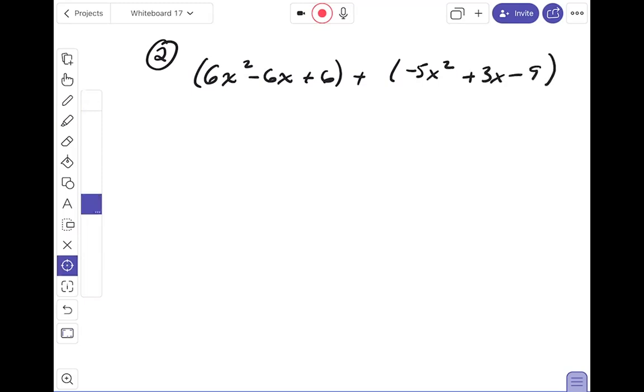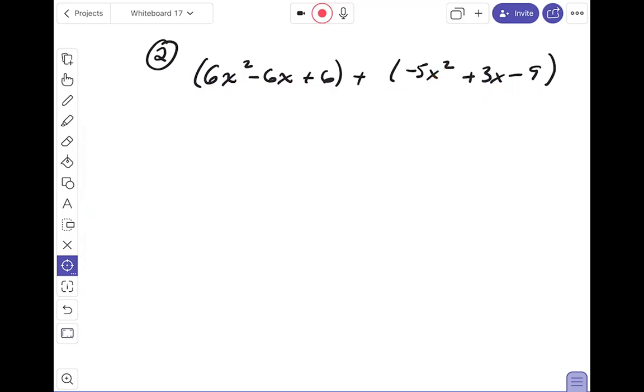Okay, and outline what's over here. This is a grouping symbol. Inside the grouping symbol is a polynomial. It has 3 terms. We say trinomial of degree 2. This is a grouping symbol. Inside the group is a polynomial. It has 3 terms. We call it a trinomial, degree 2.